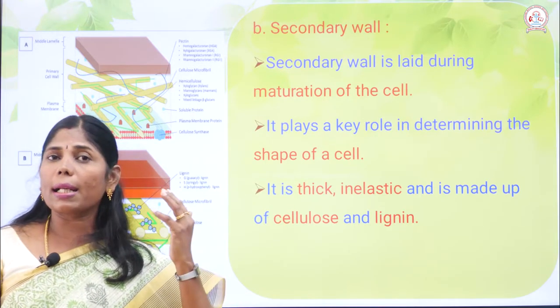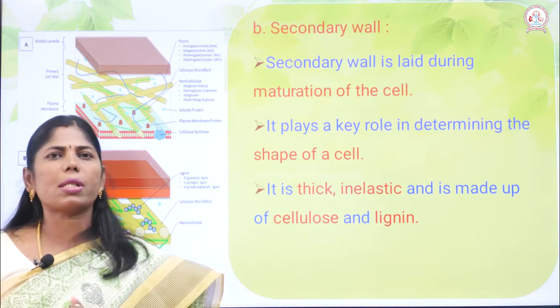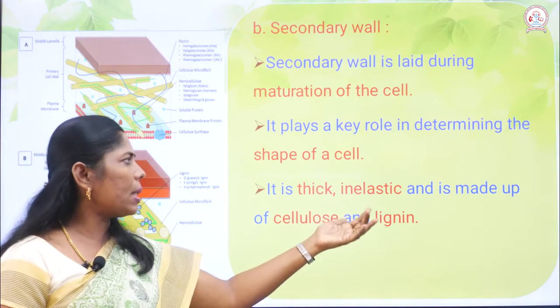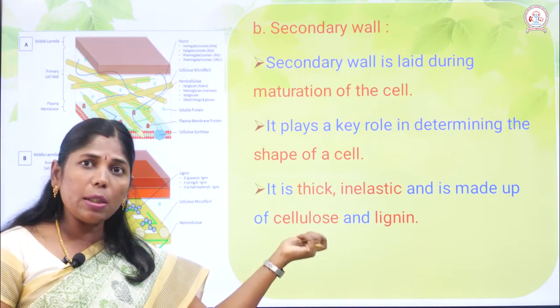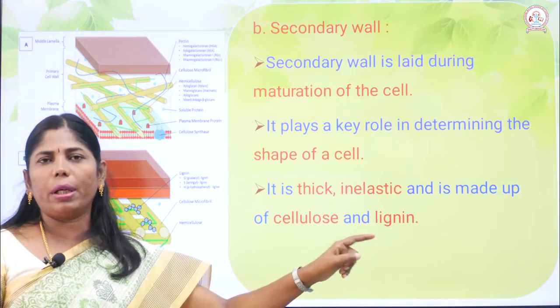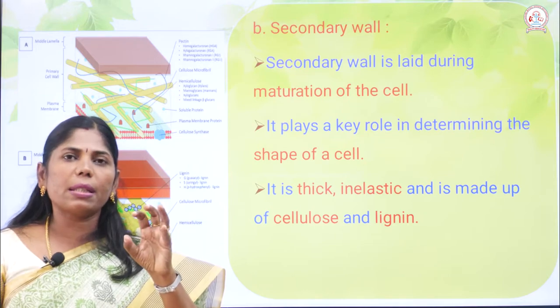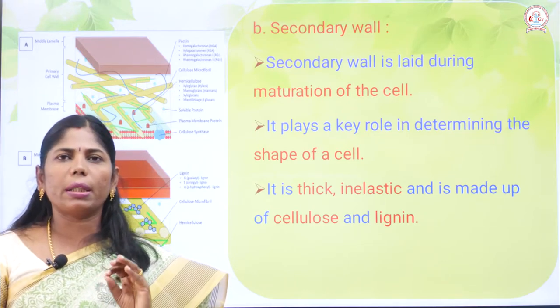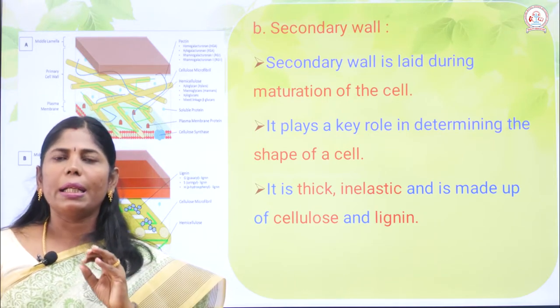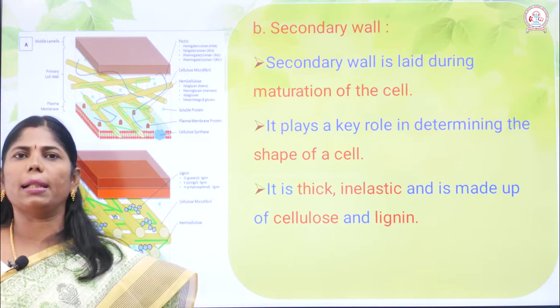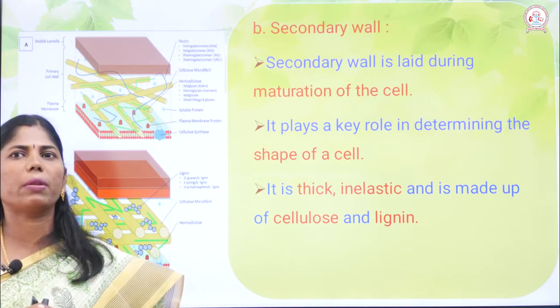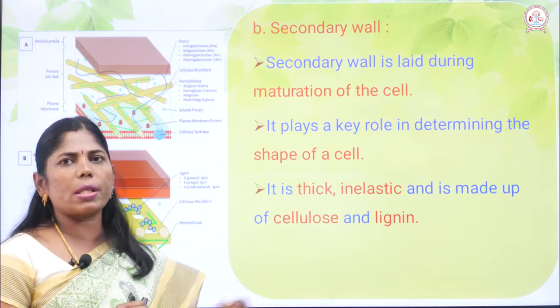Okay, but which one is elastic? The primary wall is very elastic in nature. This one is inelastic and is made up of cellulose along with lignin. The lignin gives a very hard cell wall material. It gives thickness to the cell. The one that gives thickness to the cell wall is lignin and cellulose.